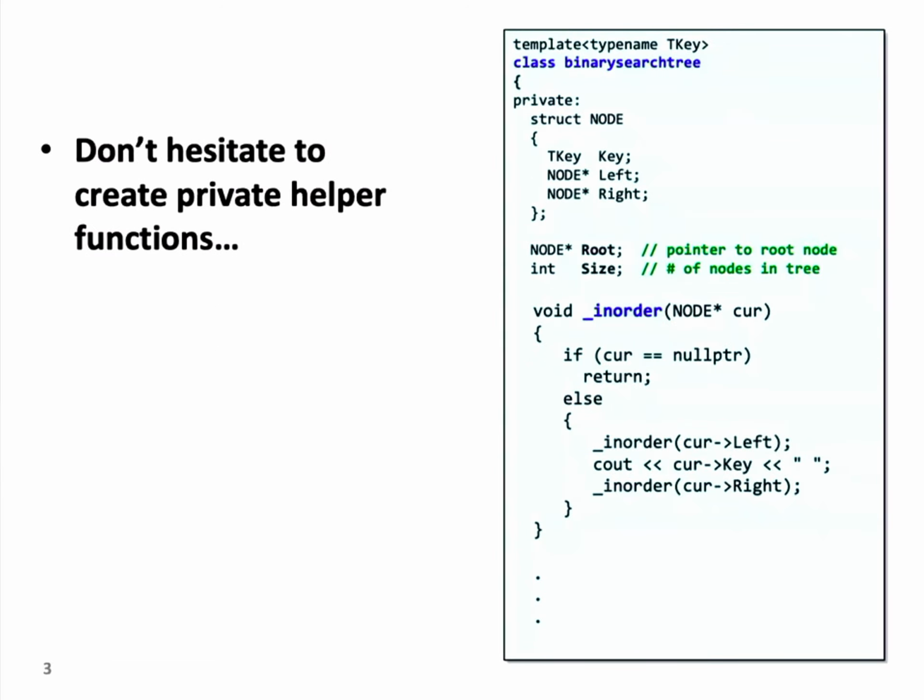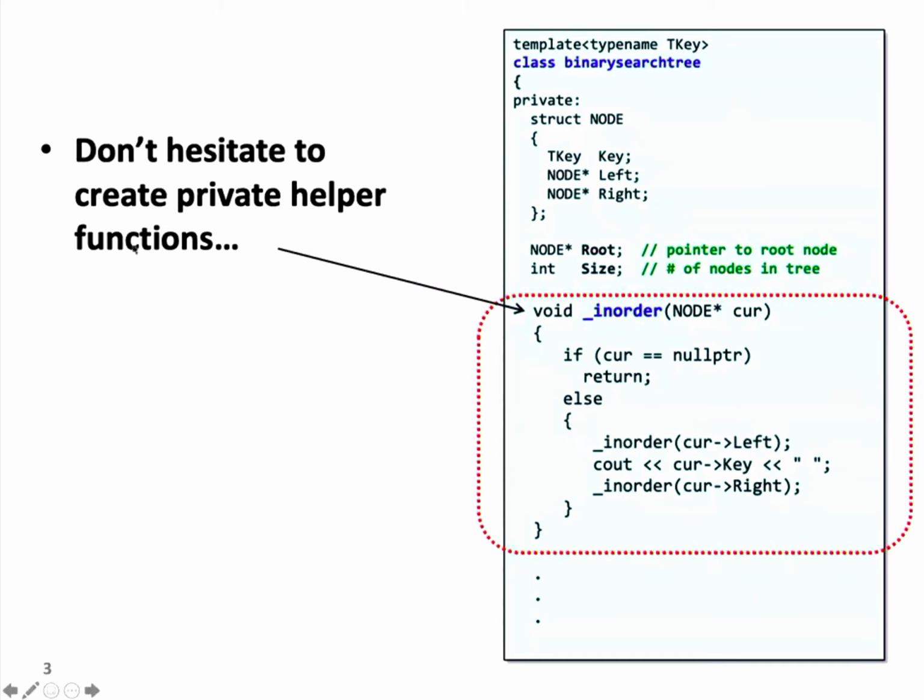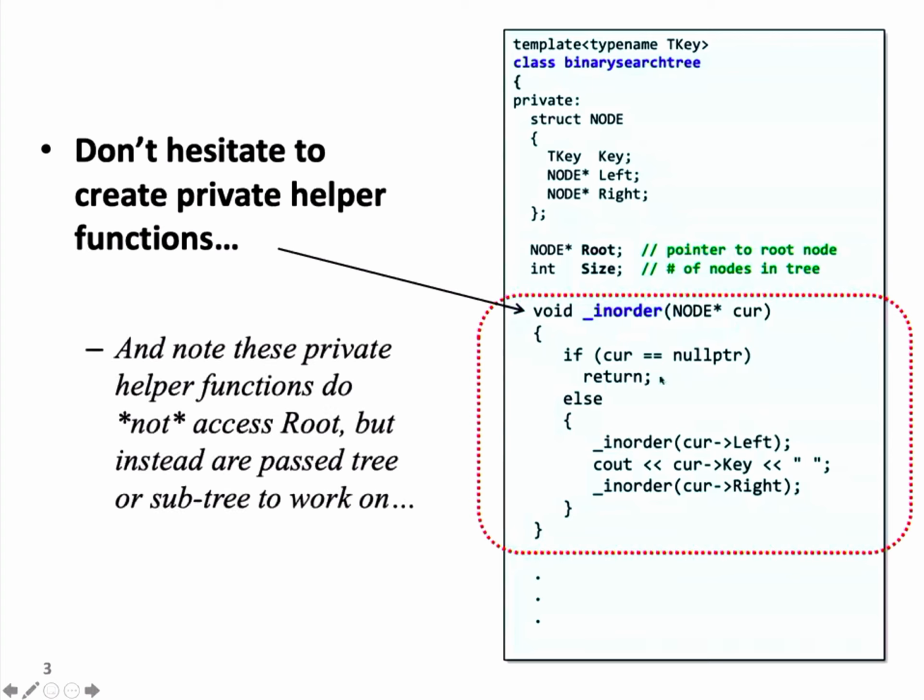All right, great. So another thing to note is that you should not hesitate to create private helper functions. In this example, we've got your in-order function. It's a private function, so it returns void. What in-order does is a recursive call to print out all the keys at all the nodes, given a starting root node. The thing to note is that these member functions do not access root, but instead are passed a tree or subtree to work on. So you can also pass a subtree to have this function print out whatever values are in that subtree and not the whole tree.